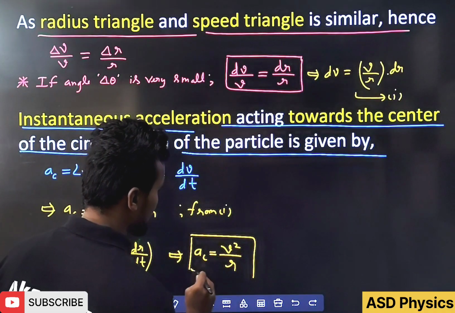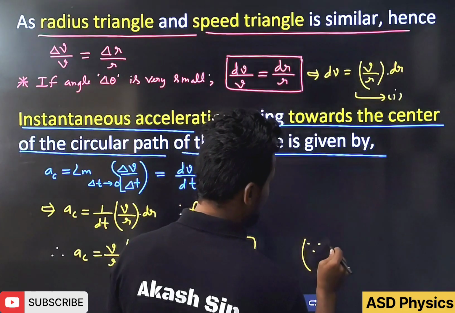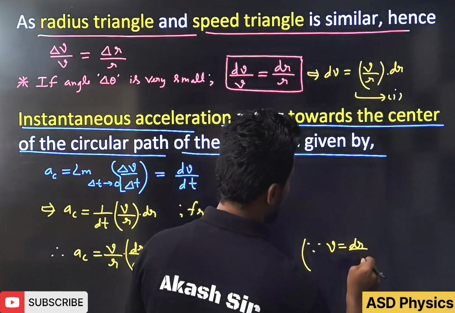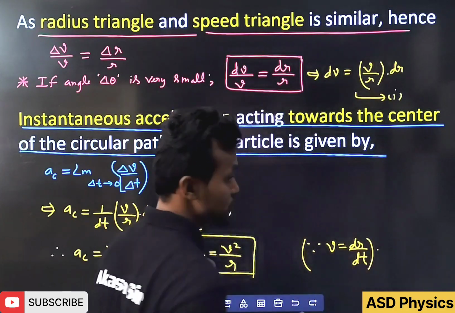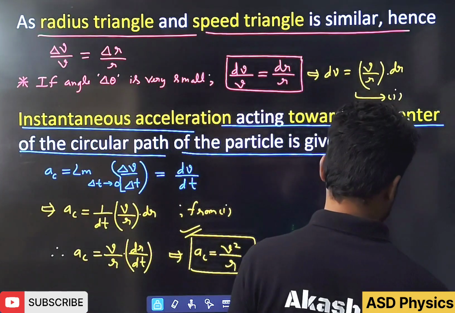This is the centripetal acceleration formula. And what is v? You know very well, v is dr by dt. I hope so. This derivation is very, very clear. Kindly see very well. So this is the derivation, we have got it.